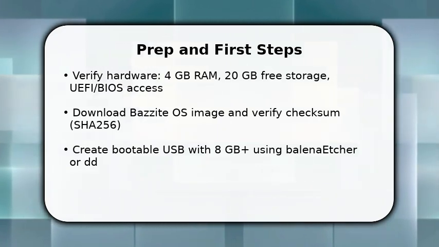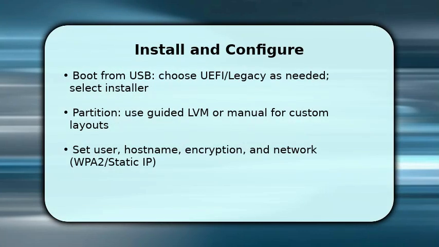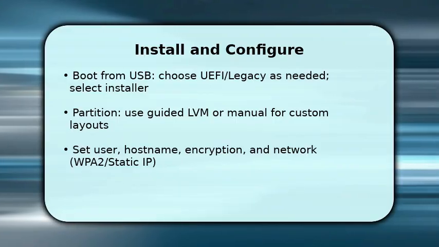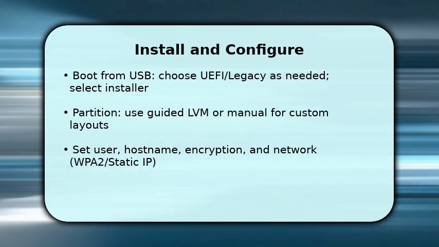You now boot the machine from the USB and select the Bazzite installer. Choose UEFI or legacy mode depending on your firmware. During installation, pick guided LVM for easy snapshots or manual partitioning if you need a custom layout. Configure encryption if you require disk security. Remember, it adds a passphrase prompt at boot.